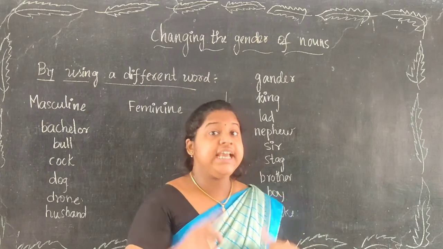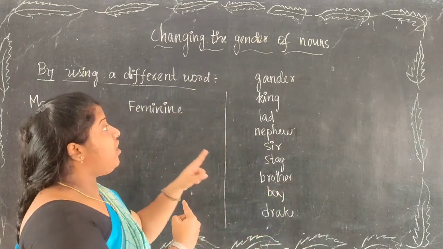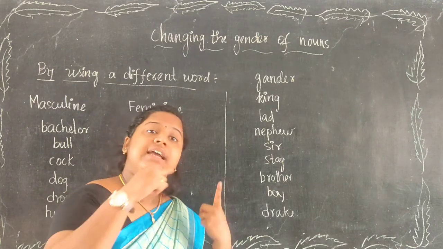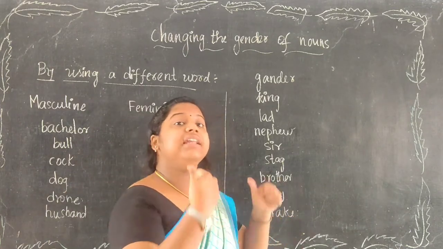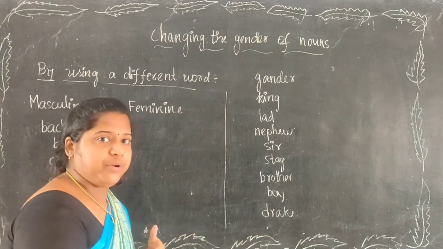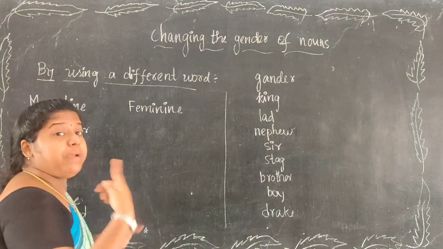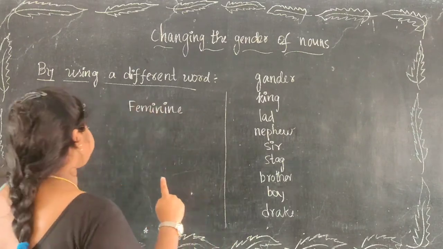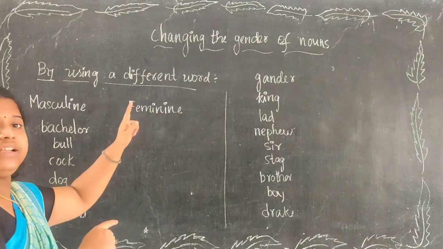Now we are going to see changing the gender of nouns. We have seen masculine gender and feminine gender; now we are going to see the feminine names for the masculine ones. First, there are many ways of changing the gender of the noun. The first way is by using a different word.